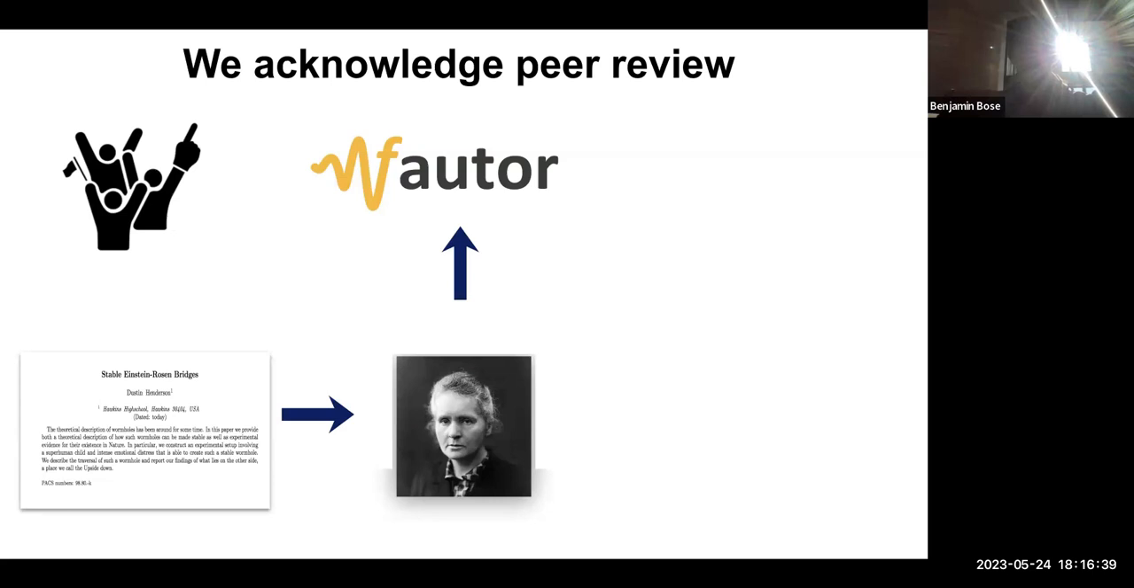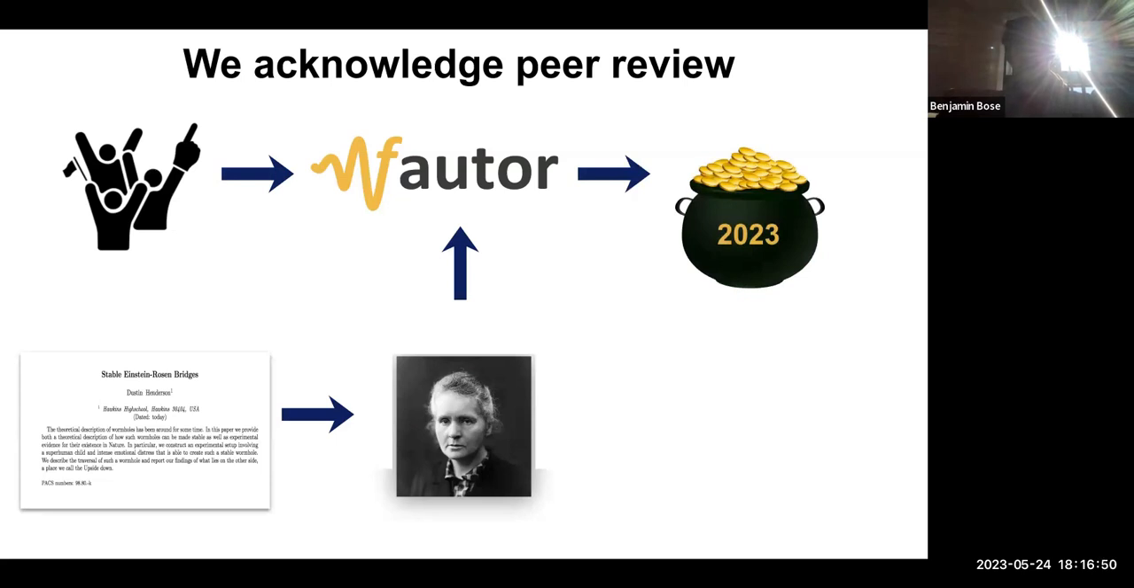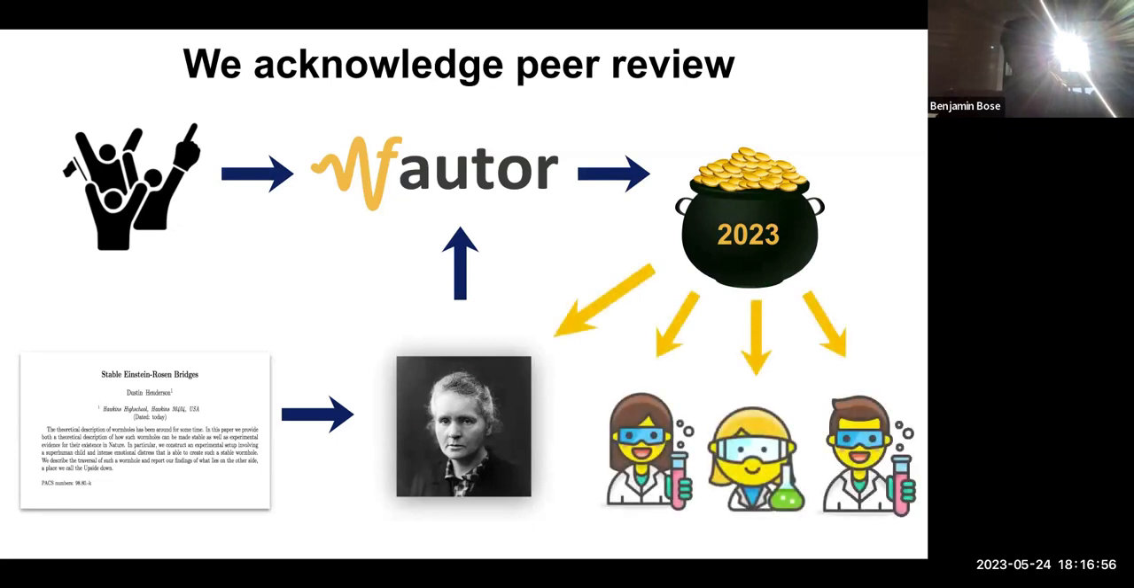Throughout the year, users on the Fautor site can donate to this pot of funds. And at the end of the year, all the funds that are collected through these donations are then distributed amongst all the scientists that have done peer review and have uploaded their unique peer review tokens or identifiers to the site. So that way, through the peer review process, these scientists are getting something back.